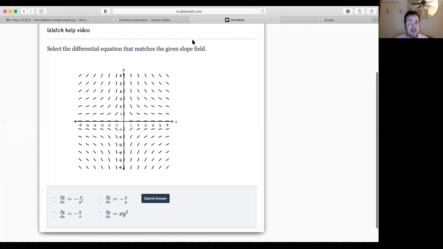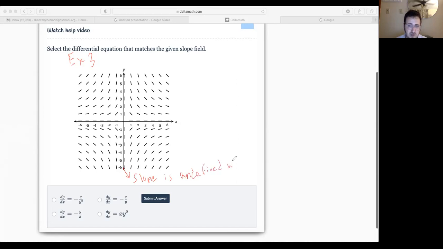All right, example 3. These are slope fields that are already given to you, and it's going to be your job to match the differential equation and the slope field. So I like to make some observations here. I see undefined slope, so I see those perfect vertical lines. And I like to even mark this up a little bit. So I say that the slope is undefined when x equals 0.